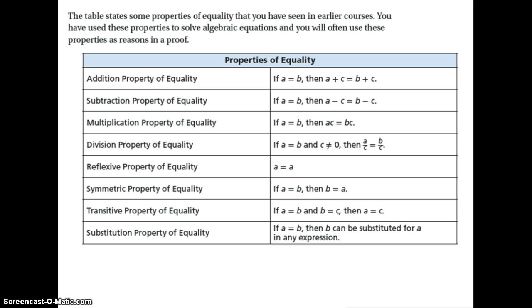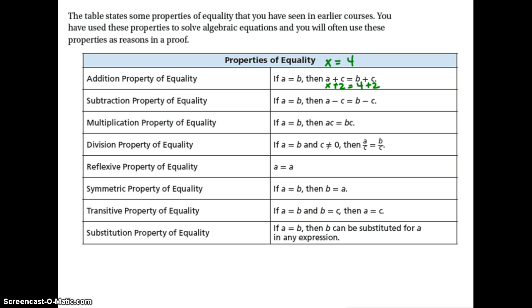Alright, so here are the properties of equality that I was talking about. Okay, you've got the addition property, which means that if A equals B, then A plus C equals B plus C. Okay, so that's like saying if I have x equals 4, then I can say x plus 2 equals 4 plus 2. You can add something to both sides of the equation. A lot of times we use this when we're solving for x.